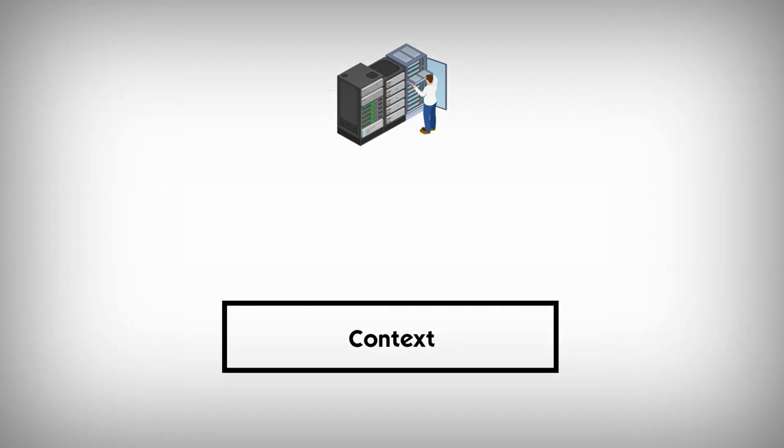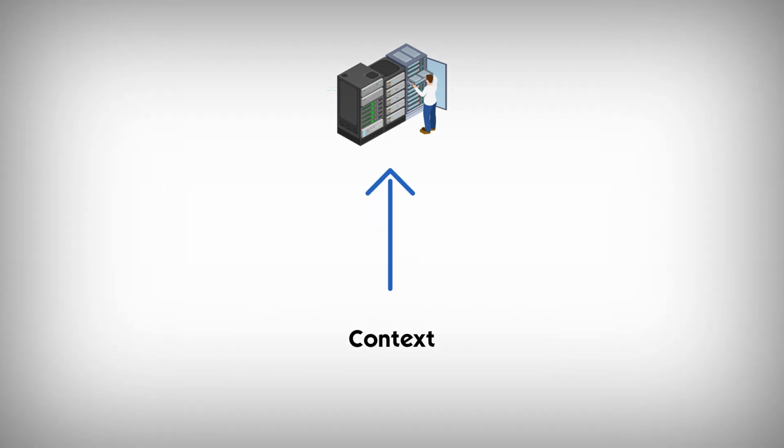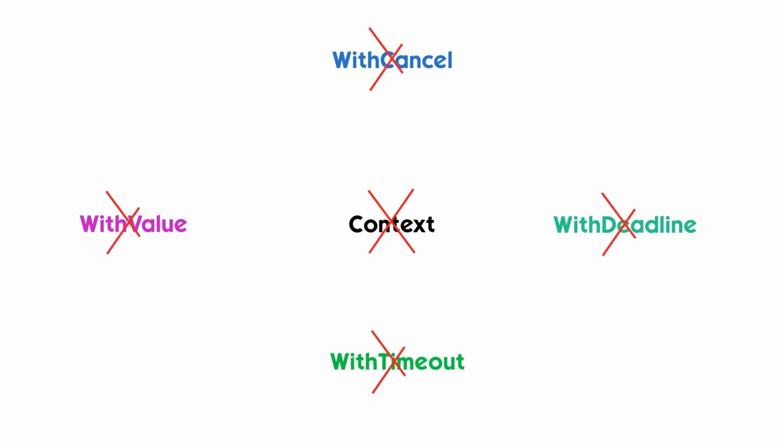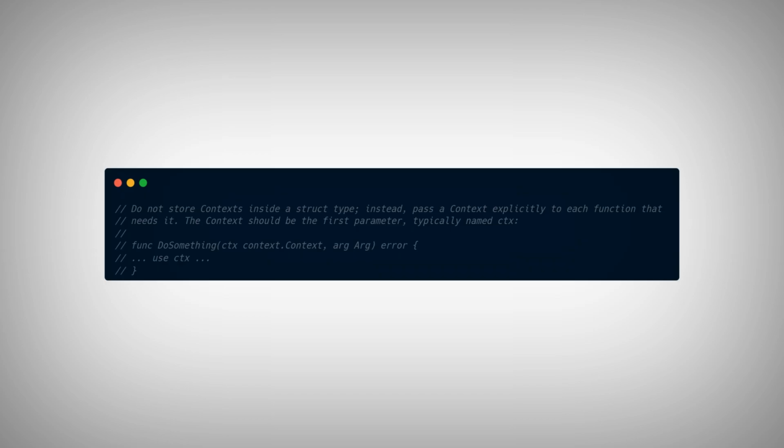When receiving requests and making calls to a service, a context must be created and accepted. The context should be passed through the function chain. If needed, a derived context can be created using functions like with cancel, with deadline, with timeout, or with value. When a context is cancelled, any derived contexts are also cancelled. The package description gives advice: don't store context in struct types, pass the context to each function that needs it. The context should be the first parameter, usually named ctx.